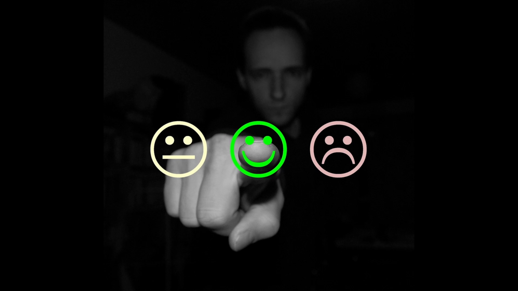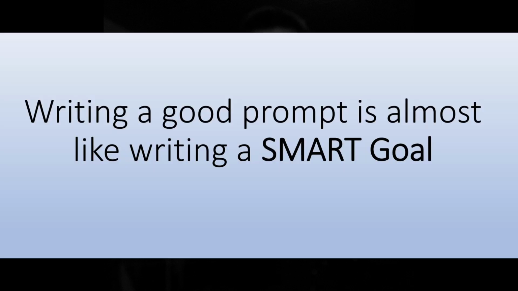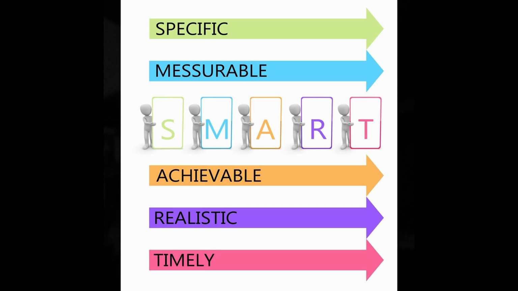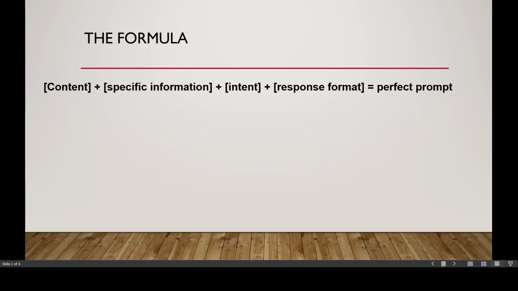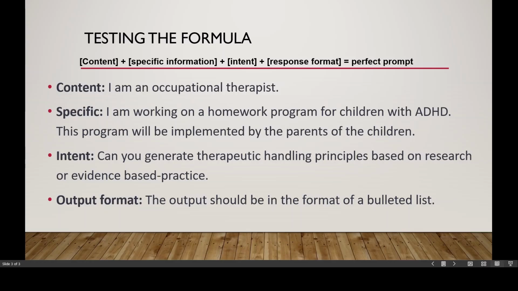For those of you who do not know, it really matters how you type your prompts in ChatGPT. If you type your prompts incorrectly, or if you type your prompts in a way that is not structured enough, you will not get the desired output. So, when typing prompts, you will need to specify the content, the specific information, the intent, and the output format. Let's put that formula to use.